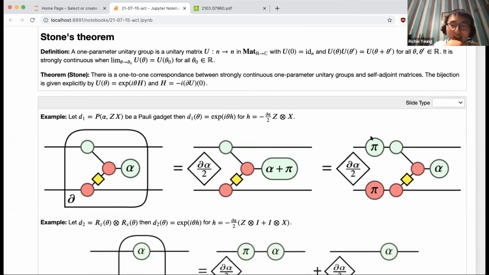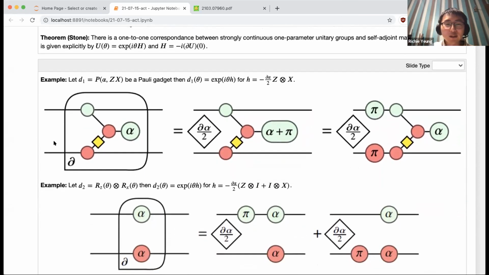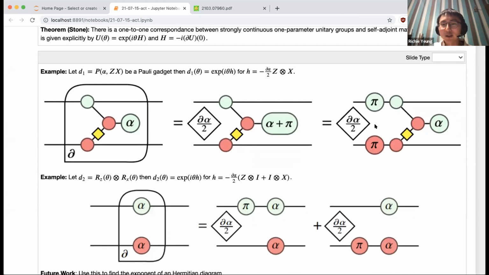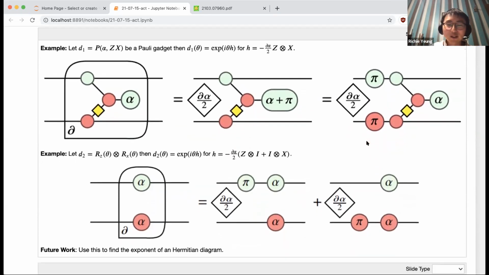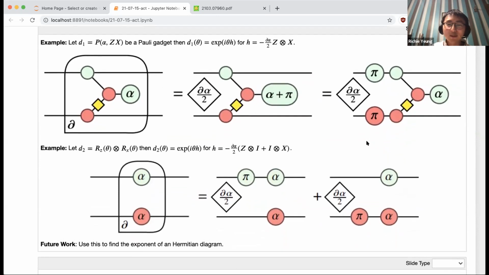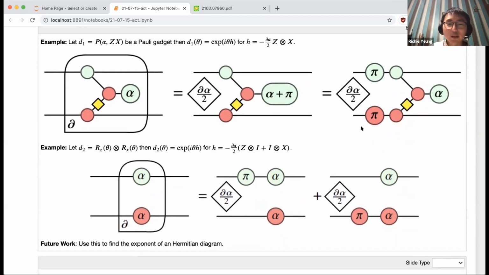So Stone's theorem says if you have the Hamiltonian, the Hermitian, you can get the unitary group. And it turns out, given a phase gadget, which is a unitary group, you can differentiate it and get the Hamiltonian. And if you have the Hamiltonian, there's a correspondence between the things. Long story short, we're actually solving sort of a differential equation, and it's kind of neat. So that could be a direction we can go towards.